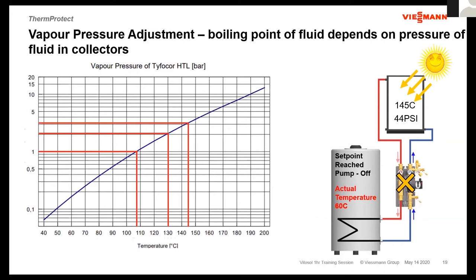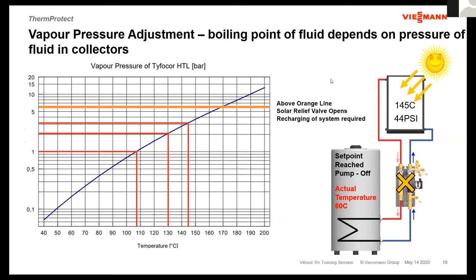So if we keep the pressure basically above 44 pounds in our collector here, then because the collector temperature can't exceed 145, we cannot boil the fluid in here. It's going to stay in fluid form. It's not going to boil off, which again protects the glycol from those dangerous levels of operation.